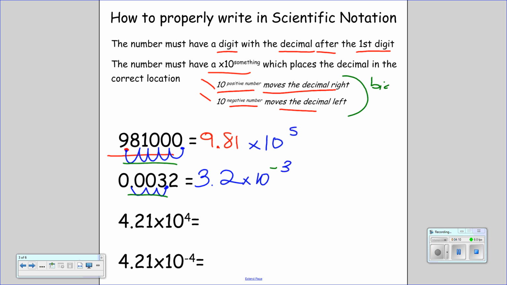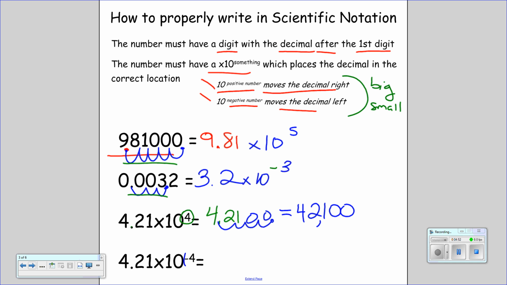So let's add that in, big and small. If it's negative, it's small. If it's positive, it's big. If I have a positive exponent here, I'm going to move my decimal place 4 numbers to the right. So I have 4.21, and I'm going to have to move that decimal place 4 spaces to the right. So 1, 2, 3, 4. Those 2 empty slots get filled with zeros. And 4.21 times 10 to the 4th is 42100, also known as 42,100.